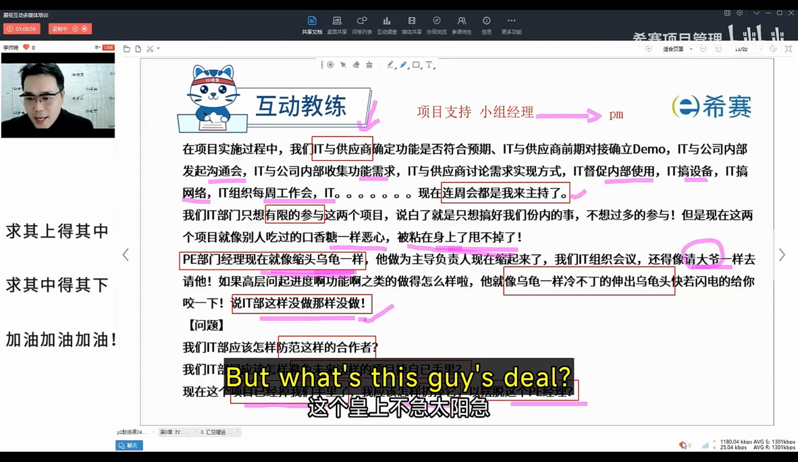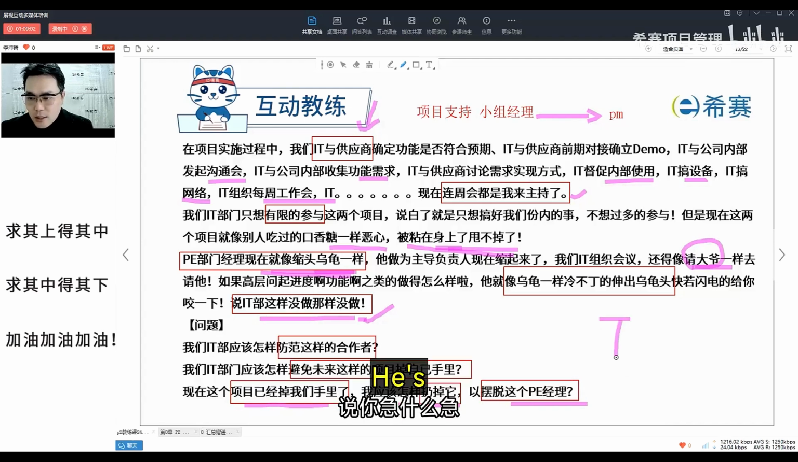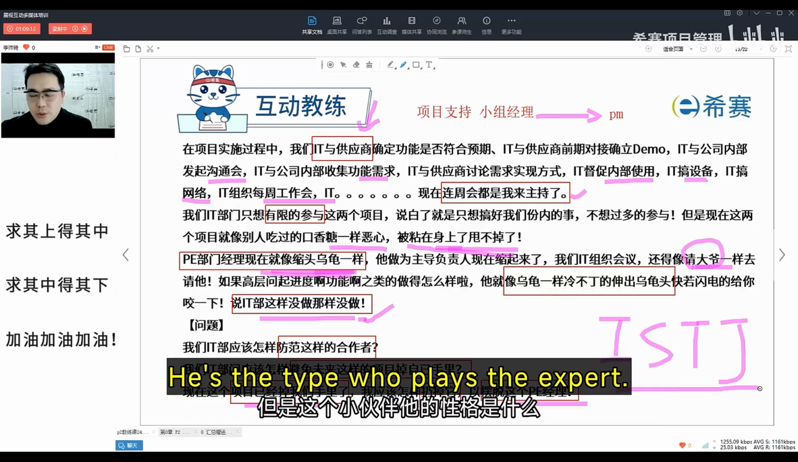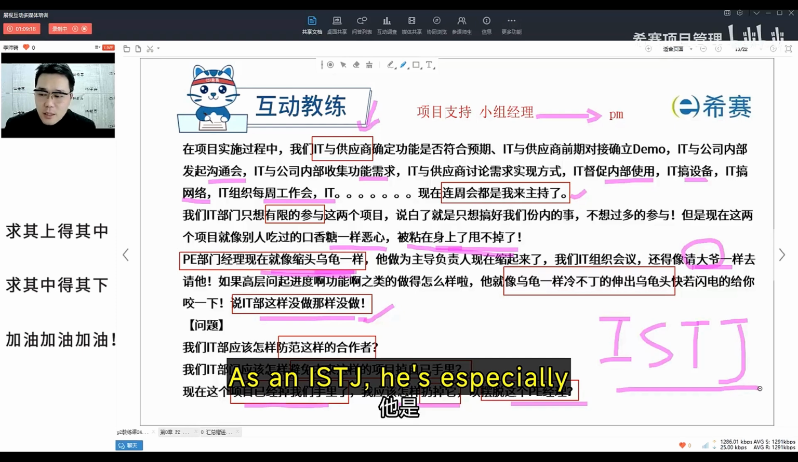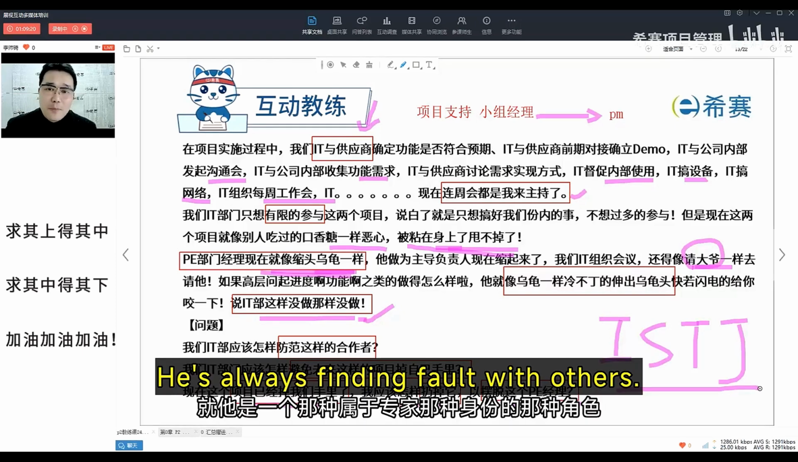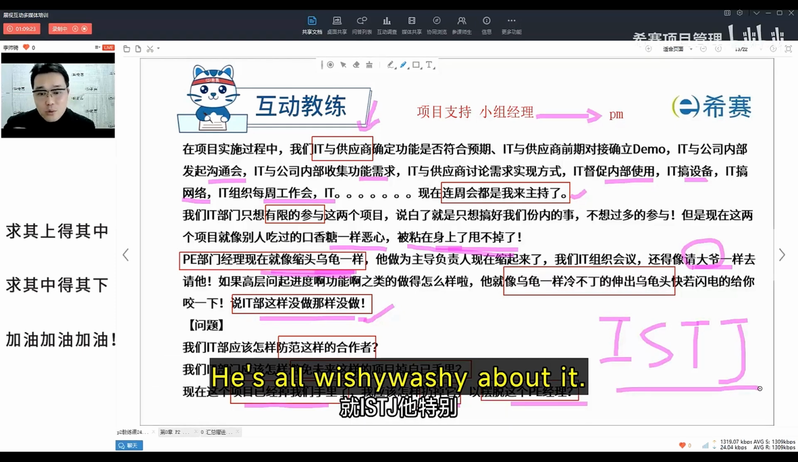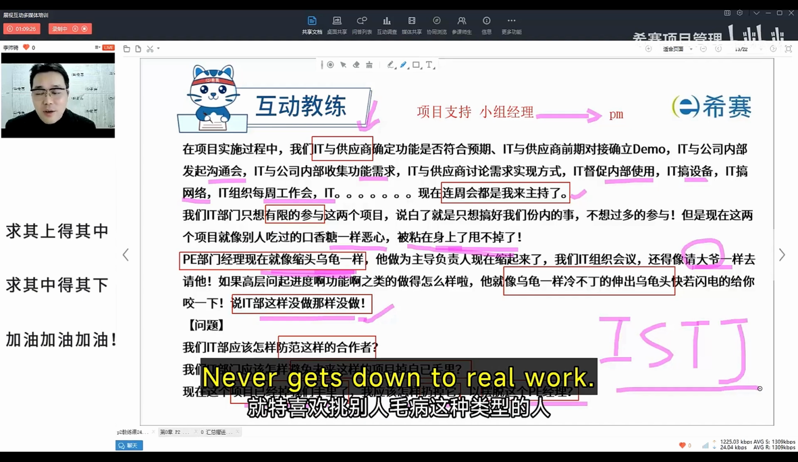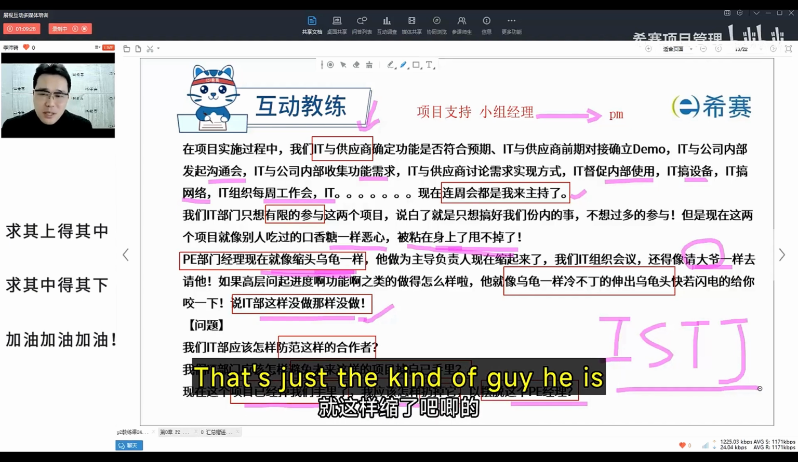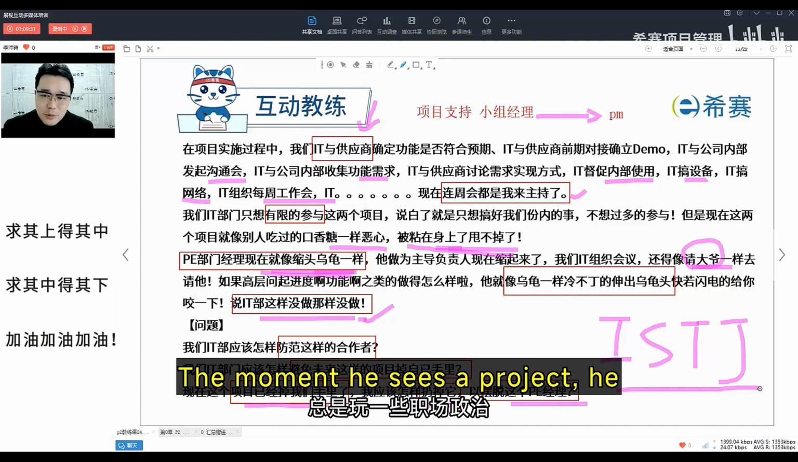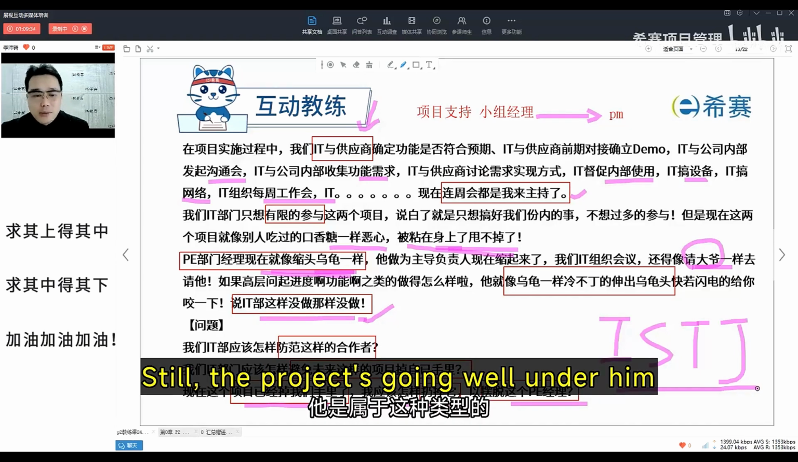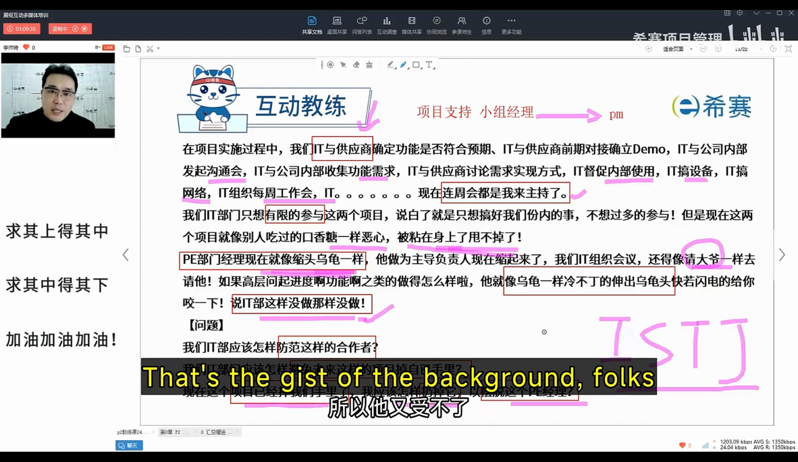But what's this guy's deal? He's an ISTJ. He's the type who plays the expert. As an ISTJ, he's especially fond of nitpicking others. He's always finding fault with others. He's all wishy-washy about it, never gets down to real work, and is always playing office politics. That's just the kind of guy he is, so it drives him crazy. Still, the project's going well under him. That's the gist of the background, folks.